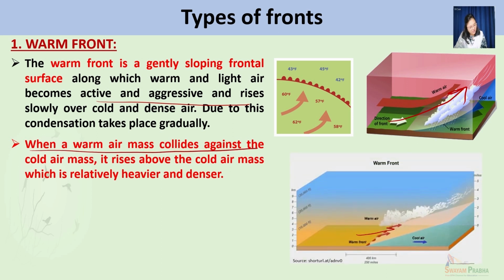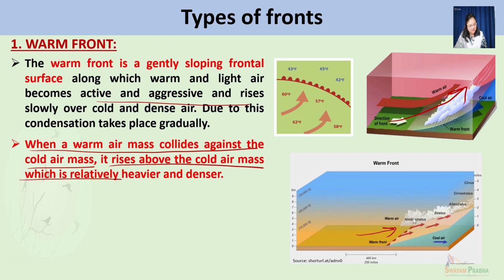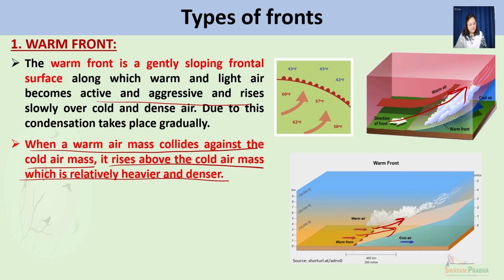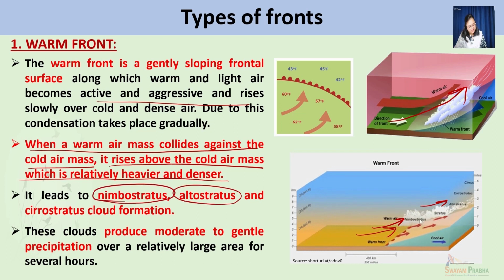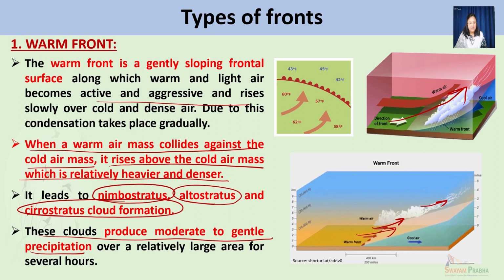So when a warm air mass collides against the cold air mass, as you can see in this animation also, it rises above the cold air mass, which is relatively heavier and denser, because of which it wants to remain near the ground. And the warm air being lighter is forced to rise up this particular front, leading to the formation of nimbostratus, altostratus, cirrostratus clouds in this frontal zone. And these clouds produce moderate to gentle precipitation for very long hours. So a warm front is a gently sloping frontal surface along which the warm air gets cooled gradually, leading to the formation of nimbostratus, altostratus, cirrostratus clouds. And in these frontal zones, we can see that there's a gentle precipitation for long durations.